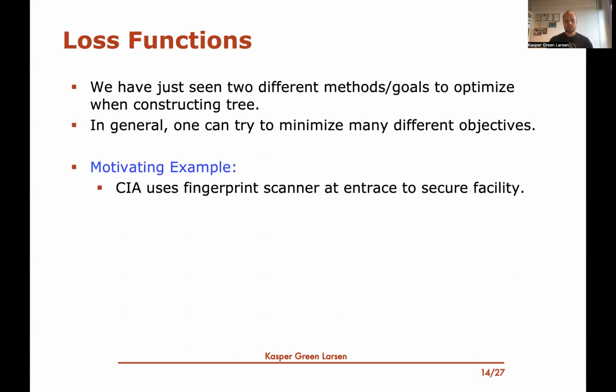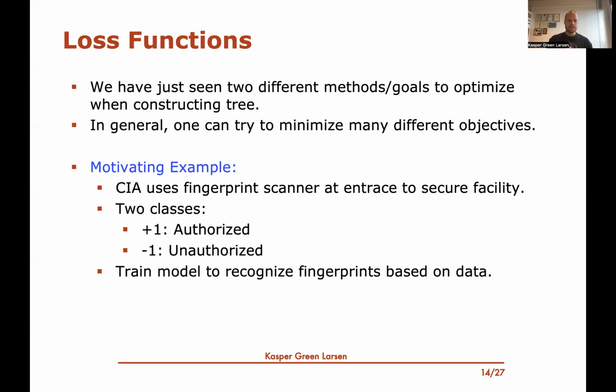So maybe one example you can think of is that the CIA uses a fingerprint scanner at the entrance to some secure facility. And if this is the case, you want to do some machine learning to implement this fingerprint scanner, and there are 2 classes. When you put your thumb on the scanner, it has to determine whether you're authorized or unauthorized. And of course, we've collected a lot of data from individuals that are either authorized or unauthorized to construct this fingerprint scanner. So the idea is we want to train a model that can recognize whether you're authorized or unauthorized based on your fingerprint, and you should do this using training data.